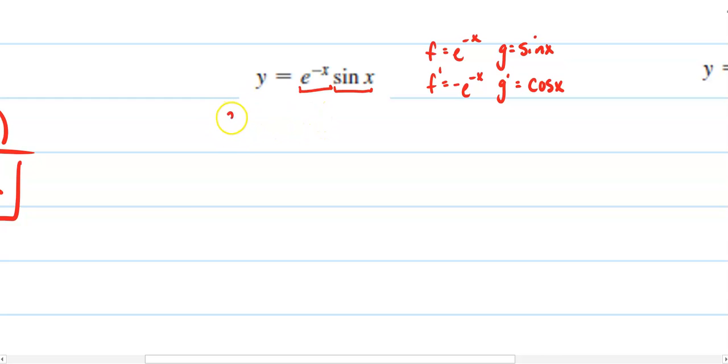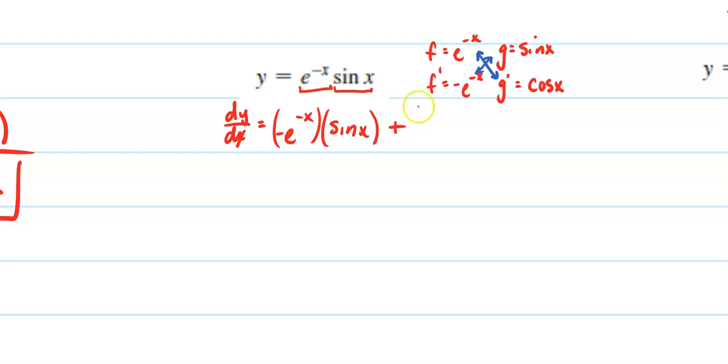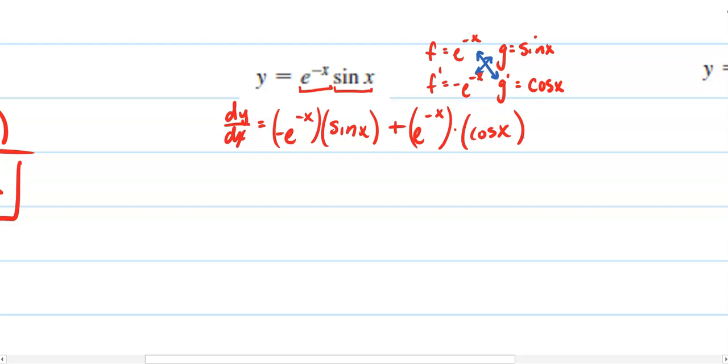So now when we find the derivative of y with respect to x, we take the derivative of the first function, multiply it by the second function, untouched. So we'll take negative e to the negative x, multiply that by sine of x, and then to that we add the product of the first function, untouched, times the derivative of the second function. So this one would be e to the negative x times cosine of x.